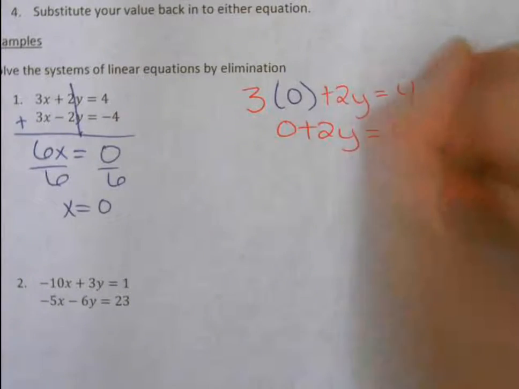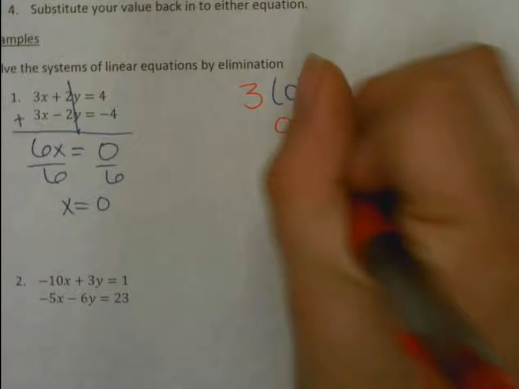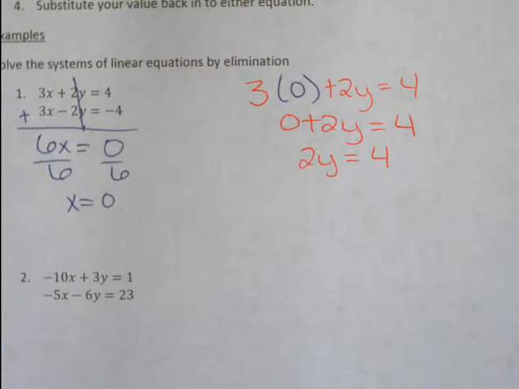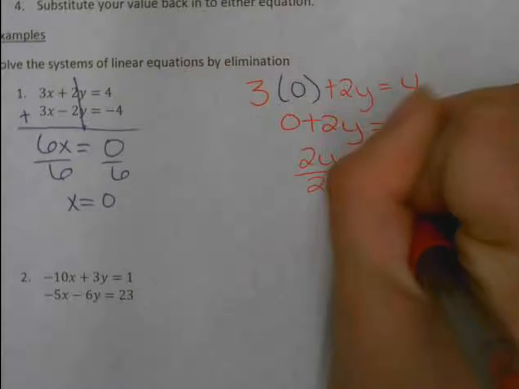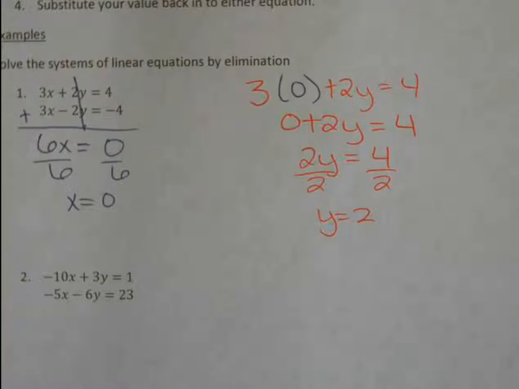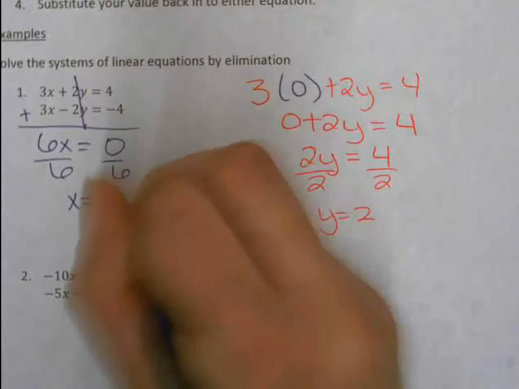Hold on, I'm not quite there. So I get 0 plus 2y equals 4. Then I want to just get rid of the 0. I don't need that. So I just have 2y equals 4. Divide by 2. And then I get y equals 2. So how should I write my answer? X and then y, so it's going to be (0, 2) in parentheses.